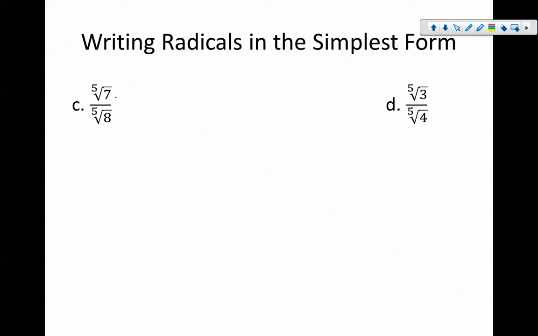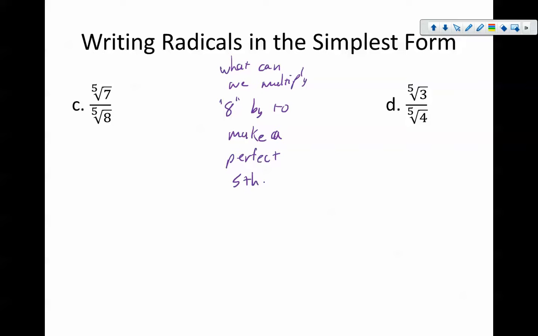All right, so again, we have a fifth root of 8 in the denominator, and we need to make that something that is not a radical anymore. And the goal here is, what can we multiply 8 by to make a perfect fifth power?